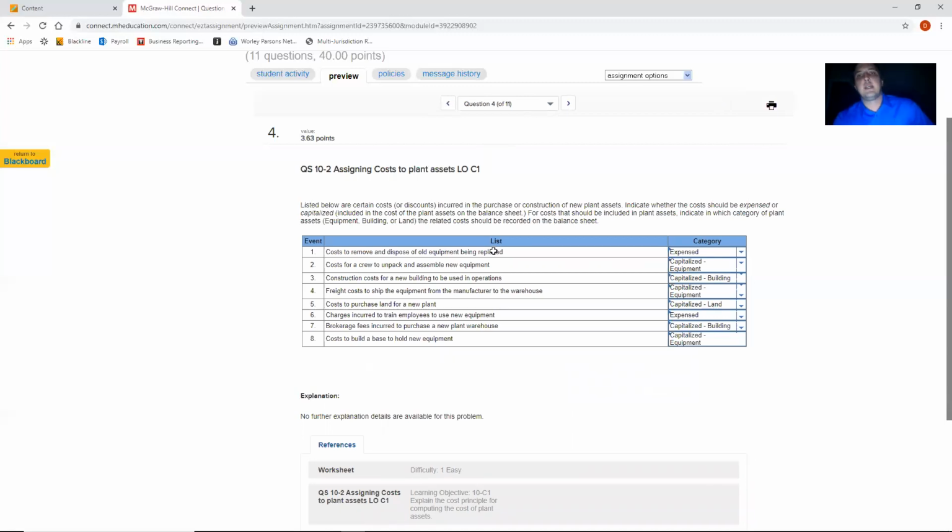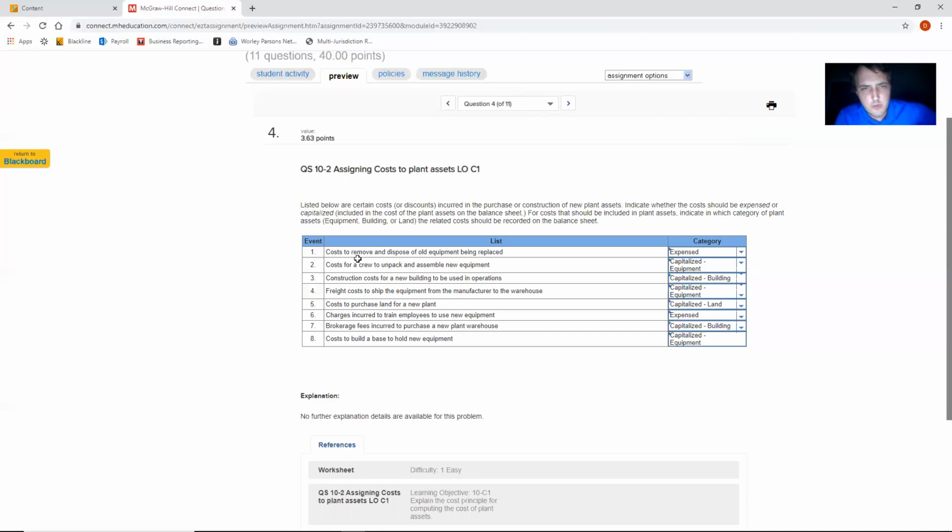All right, here we're assigning cost, because some items we will be able to add to the value of the PP&E, and some we're going to have to expense right away. The general rule is that if the item increases the useful life, then we're going to add it to the value, and we're going to depreciate it using the method that we depreciate. If it doesn't, or if it's a routine maintenance item, we're going to expense that immediately, because you're going to have that expense each period.